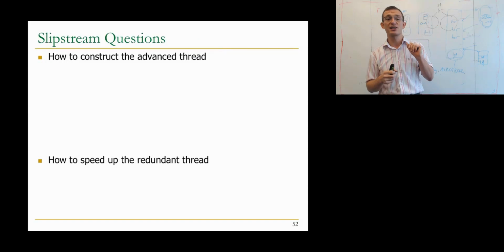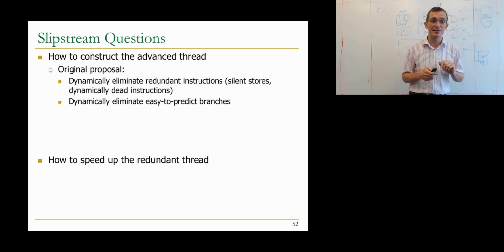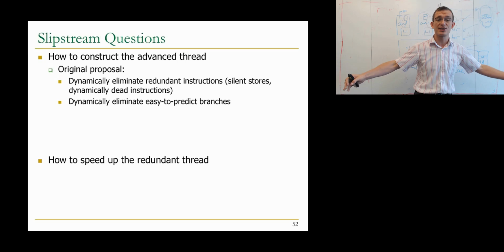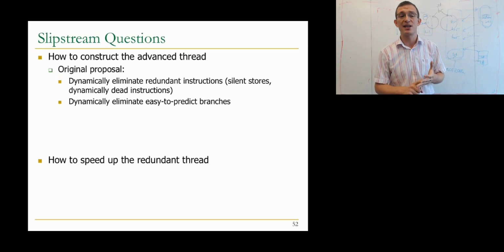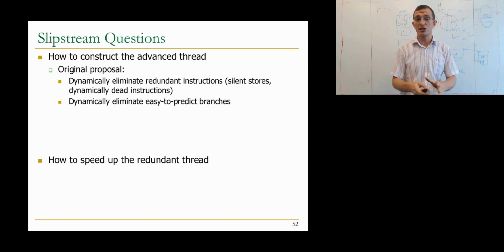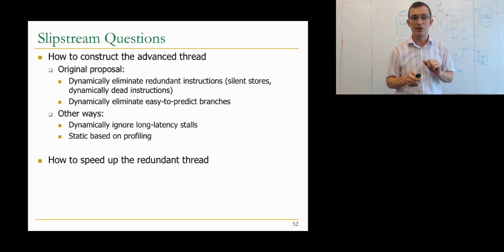So there are several questions in slipstream. How do you actually construct the advanced thread, and how do you speed up the redundant thread? The original proposal of slipstream was limited, in my opinion. Basically, it dynamically eliminates redundant instructions, silent stores, dynamically dead instructions, and easy-to-predict branches, which is good, but it leads to some complexity for this elimination.